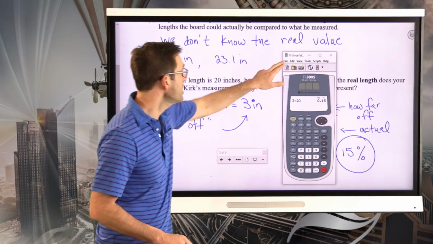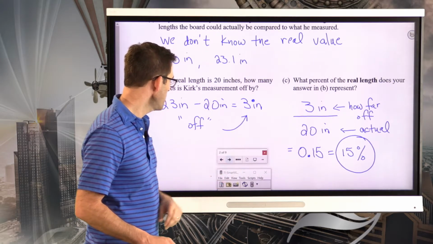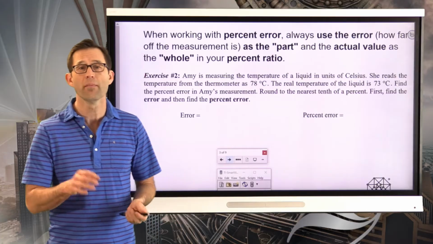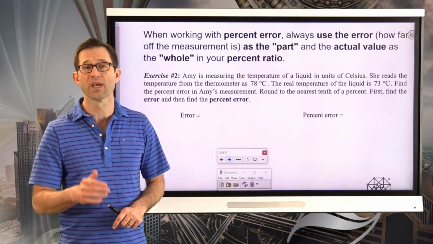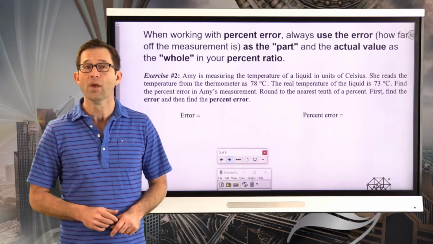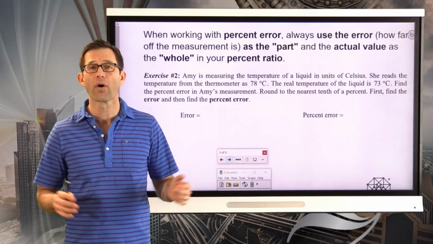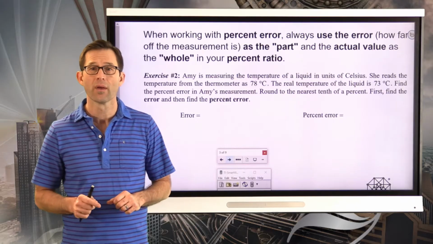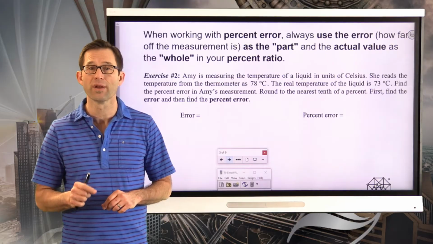Let's keep going and do a little bit more work with percent error. This is really important because you're going to be in a lot of science classes where you measure things, and you may even have to calculate the percent error in your measurement. So when working with percent error, one more time, always use the error, or how far off the measurement is, as the part, and the actual value as the whole when we set up our percent ratio.